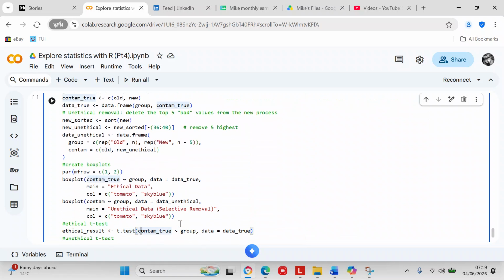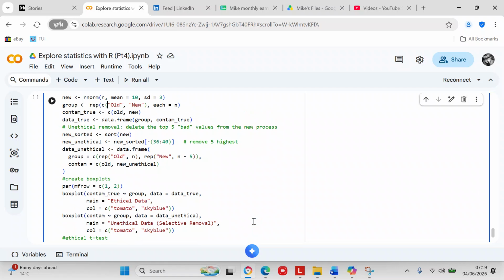So we're going to create a data frame with this information, and we're going to say data_true is data.frame with group and contam_true in it. Let's see what your group is. And your group is the old and the new.